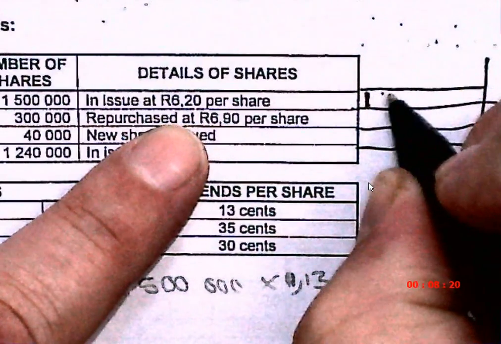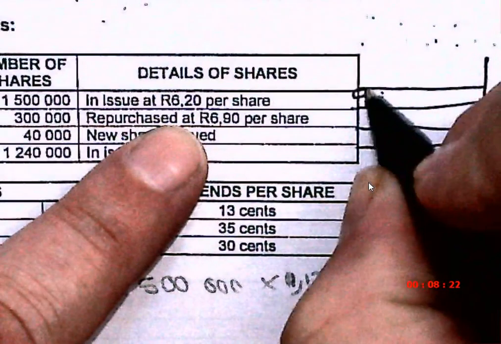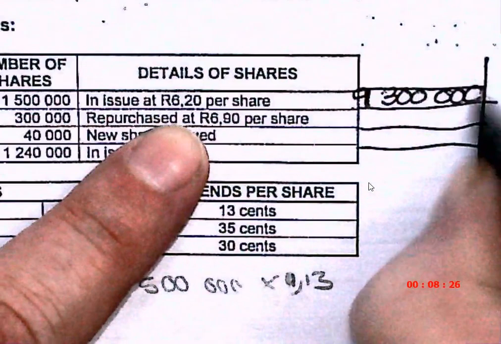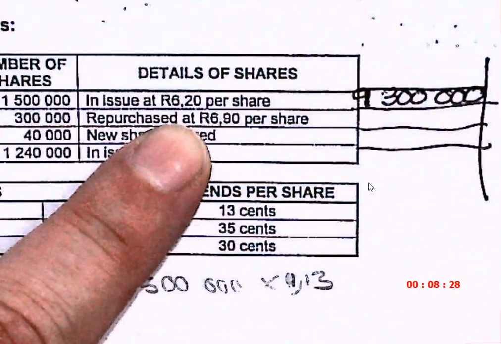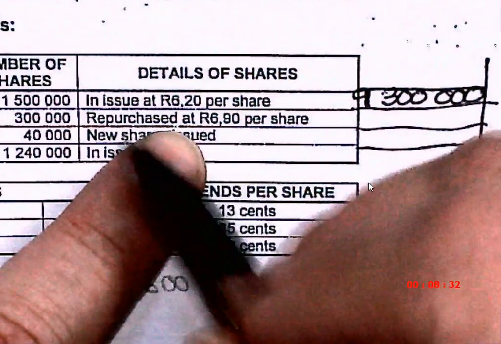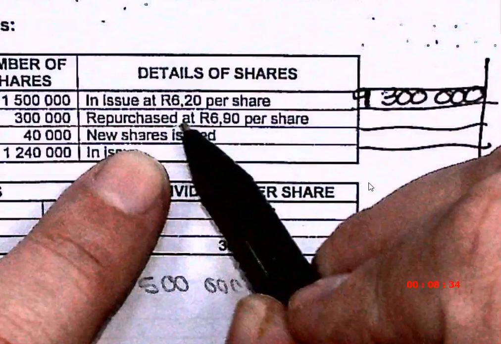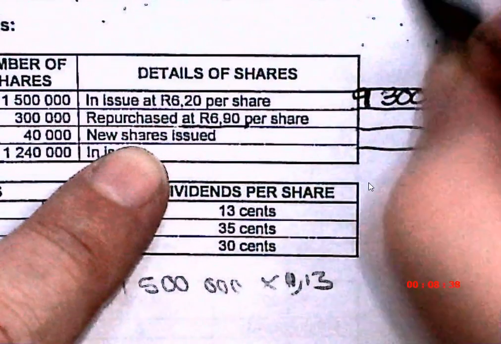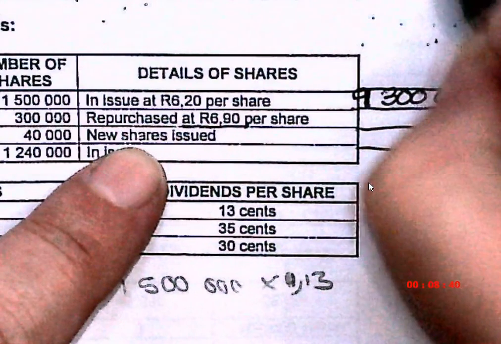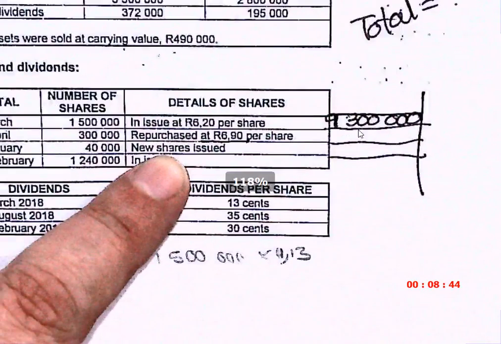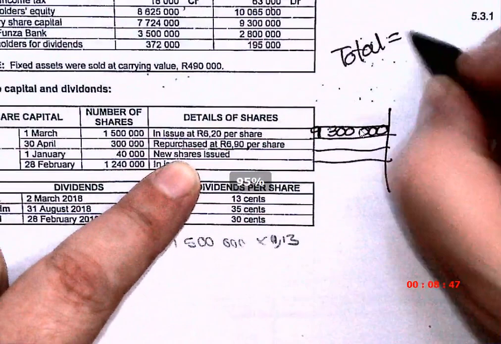9,300,000. Yes. Okay, so that's my opening. The repurchase, remember this, because they say it's repurchased at 6 Rand 90. I know that the total amount is 690. Oh, I have to make it a bit smaller. Is 690. What do I want?